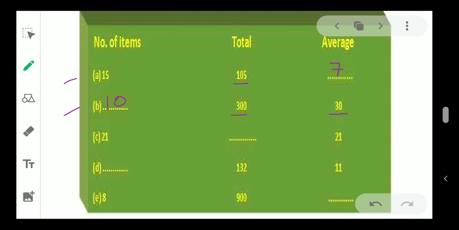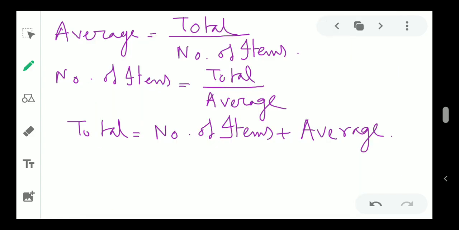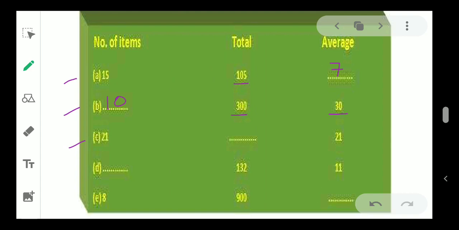So it's fine. Now number C is there. In number C we can see that total is number of items. Oh my god, this is multiplication. I'm very sorry, please remember this is multiplication. Okay, so you can see clearly that total is number of items into average. So that means you have to multiply number of items and average. So 21 into 21. If you multiply 21 into 21, you will get 441. So 441 is your total.